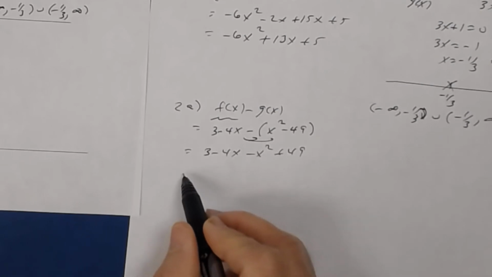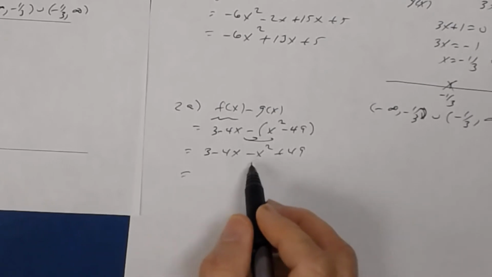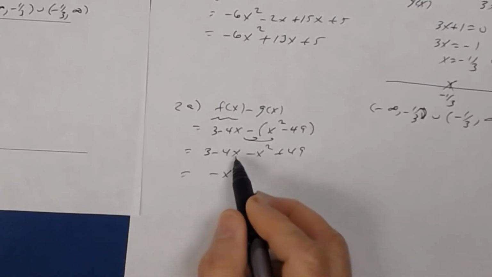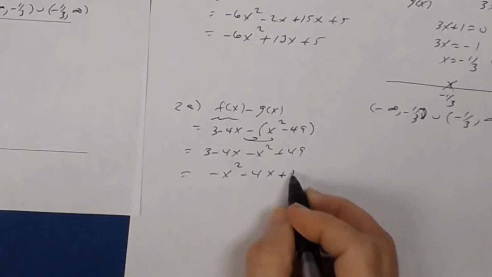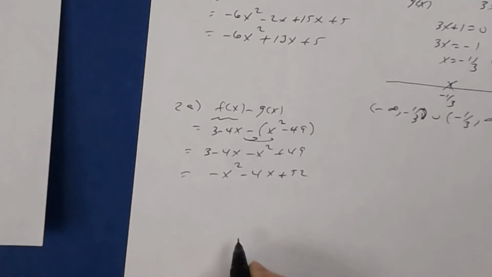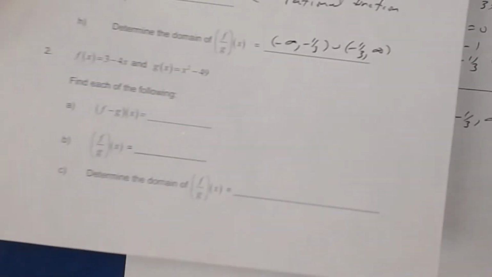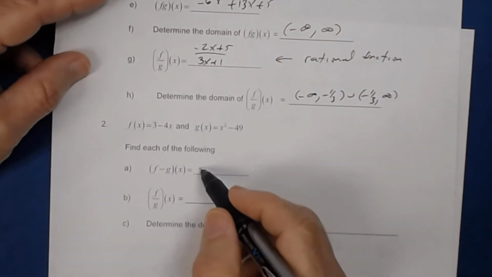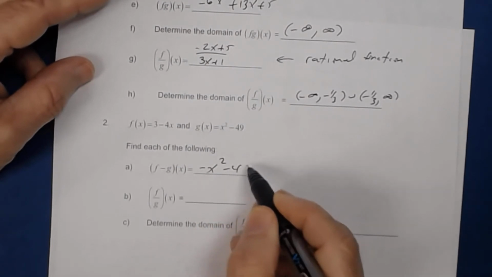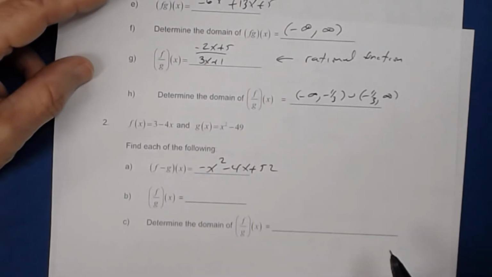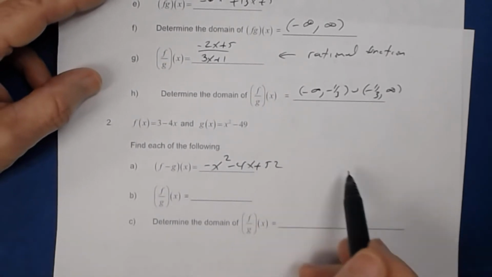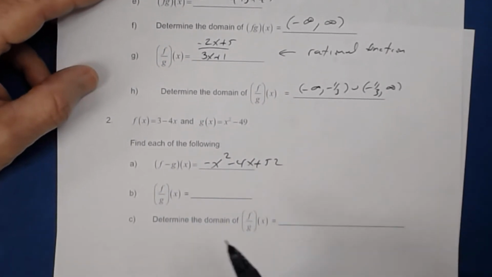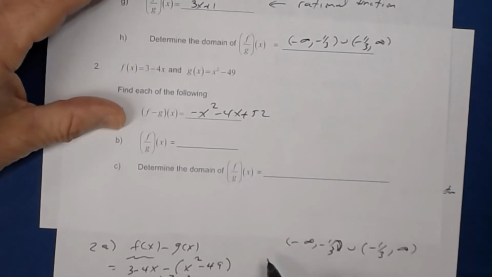And then combining like terms, let's put this in descending order. I get -x squared minus 4x, and 3 and 49 is 52. So that's my new function, -x squared minus 4x plus 52. Now they didn't ask for the domain here, but if they did, since that's a polynomial, it'll be all real numbers. Now in part B, they want you to find f divided by g.